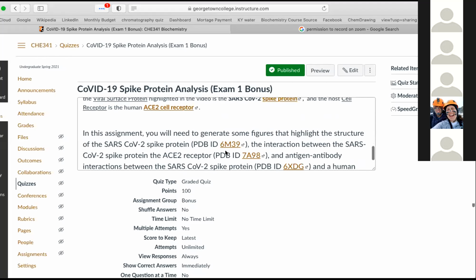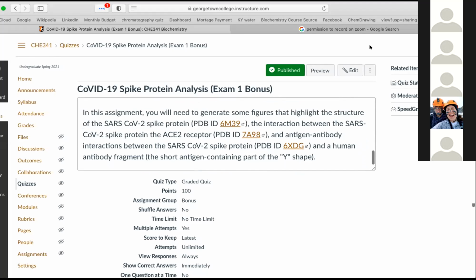It's about a minute. And essentially there are three PDB codes you'll have to work with. We have the structure of the spike protein in its closed conformation. We have the structure of the spike protein bound to the human cell receptor, the ACE receptor. And then we have the antigen-antibody interaction between the spike protein and a human antibody fragment.